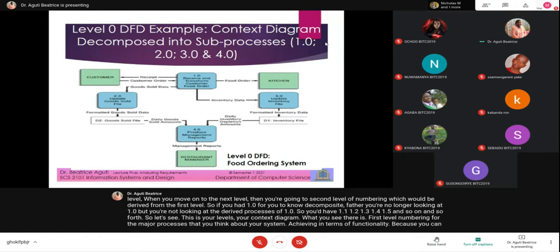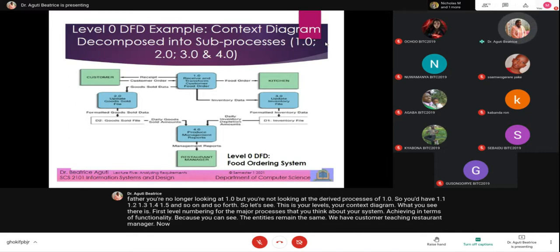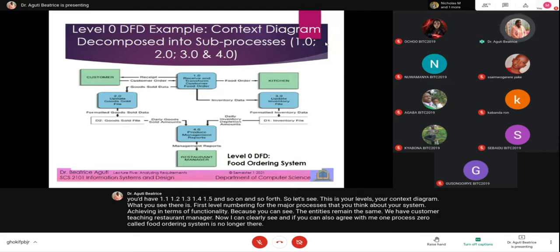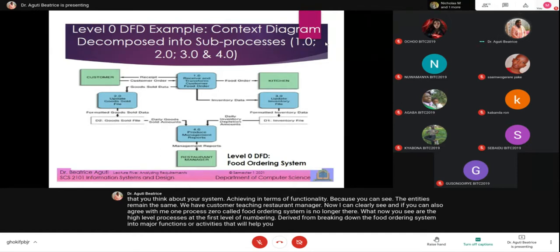As you can see, the entities remain the same. We have customer, kitchen, restaurant manager. Now I can clearly see, and if you can also agree with me, one process zero called food ordering system is no longer there. What you now see are the high level processes at the first level of numbering, derived from breaking down the food ordering system into major functions or activities that will help you achieve the process of developing the food ordering system.